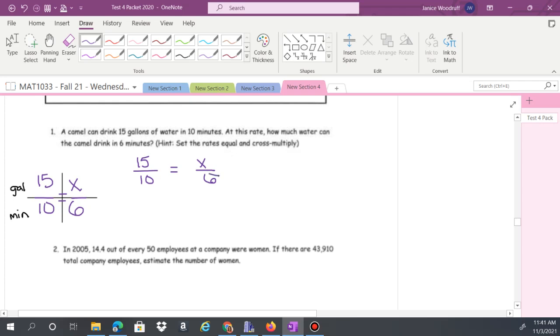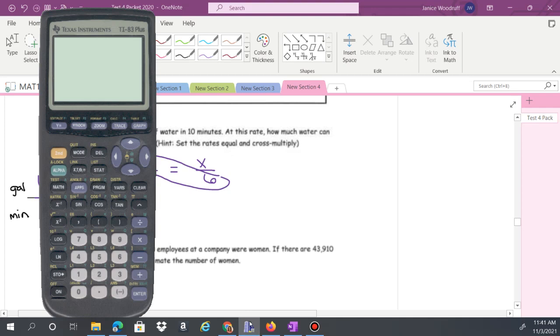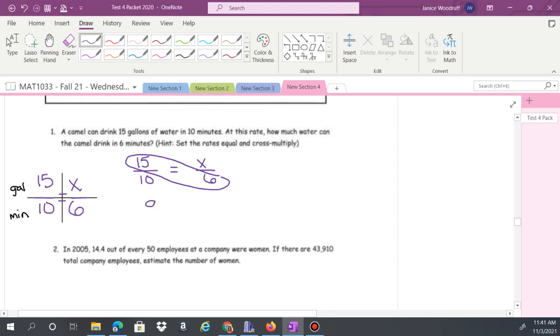Okay, then cross multiply. So 15 times 6 is 90. And 10 times x is 10x. And then divide by 10. So you get 9. So a camel can drink 9 gallons of water in 6 minutes.